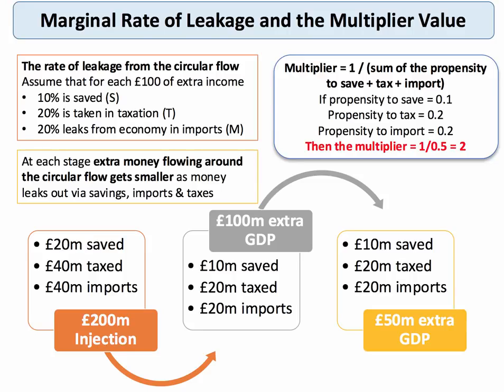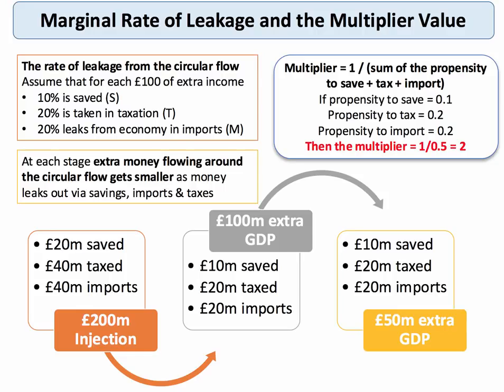For every £100, we're going to assume that 10% is saved. That's the marginal propensity to save. We're going to assume that 20% goes to the government in a form of tax, income tax for example, and we'll also assume that 20% of any extra income is leaking from the economy because people are buying imported goods and services. So we have three leakages, and if you add them together, and I've done the maths, believe me, this is true, for every extra £100 of income, 50% will leave the circular flow every time the money goes around the system.